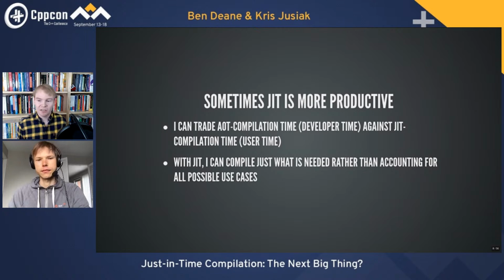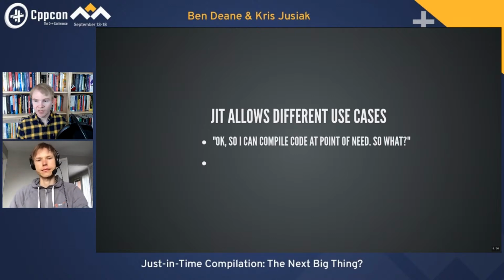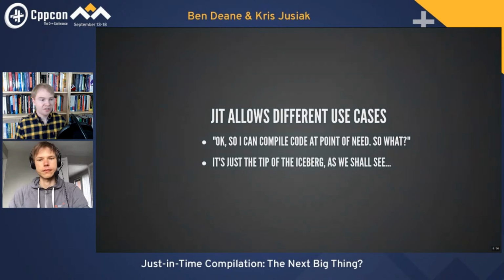And JITing allows us to just compile what's needed and further achieve better productivity for that reason, because we don't have to deal with all use cases if we can tailor the code at the runtime. And then besides that, it just allows different use cases. Many of the things we'll be exploring talk to exactly those use cases. So it's just the tip of the iceberg, really.